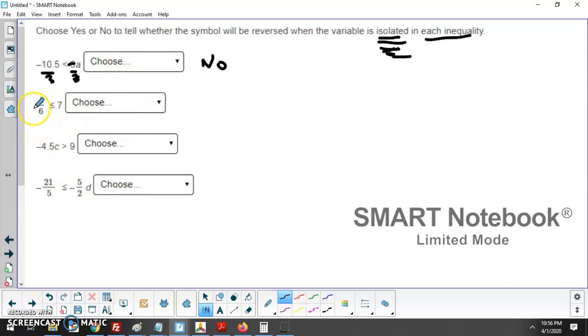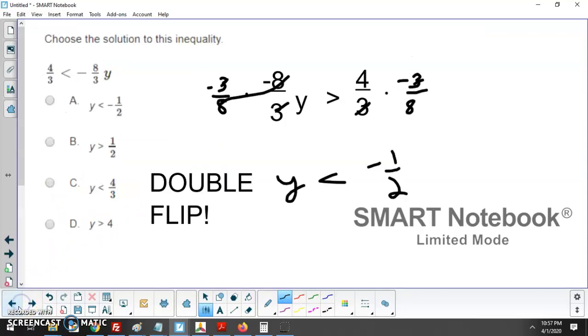Would you have to flip in this one? You're multiplying both sides by a positive 6. Since you're multiplying both sides by a positive 6, no, you don't flip in that one. Okay, this one, you're dividing by a negative 4.5. Since you're dividing both sides by a negative, yes, you would flip it. Okay, and then this last one, it's very similar to the one we just did.